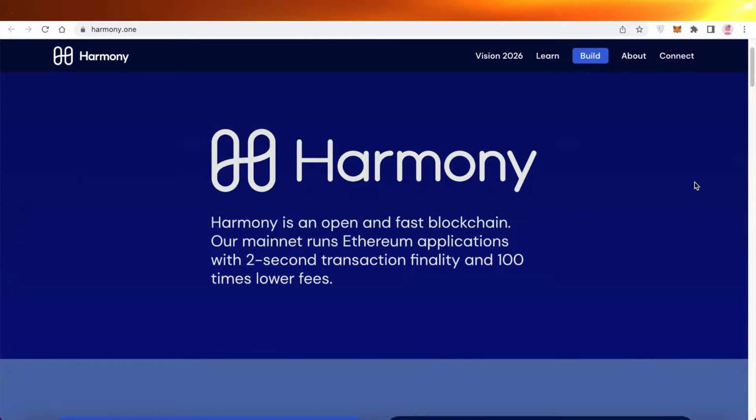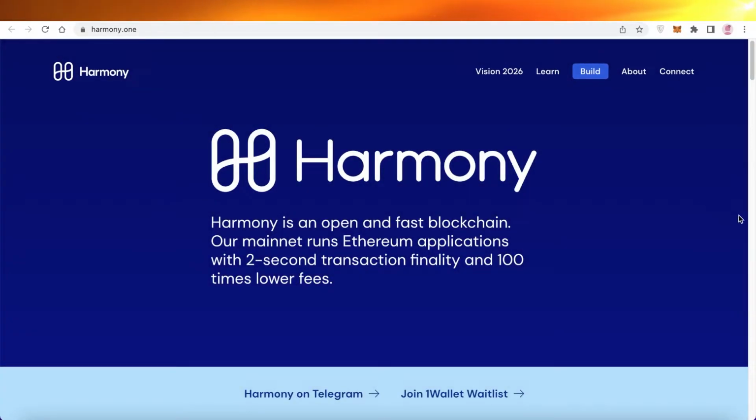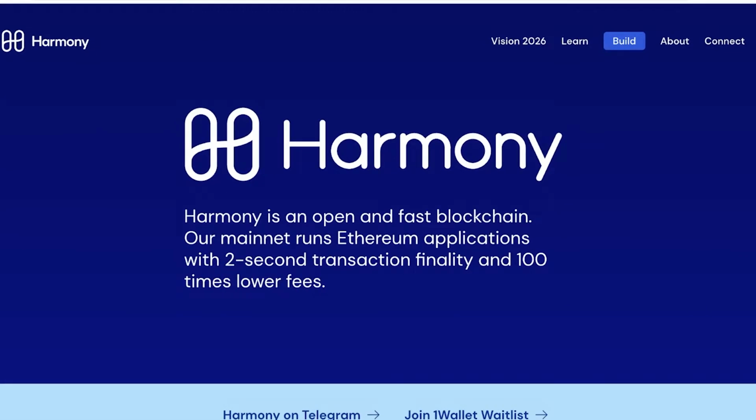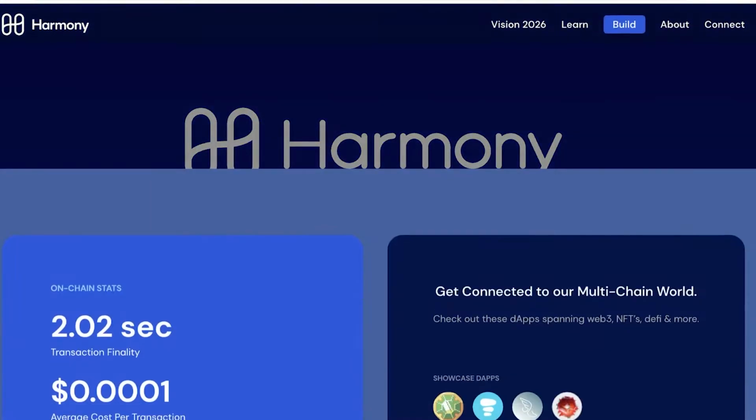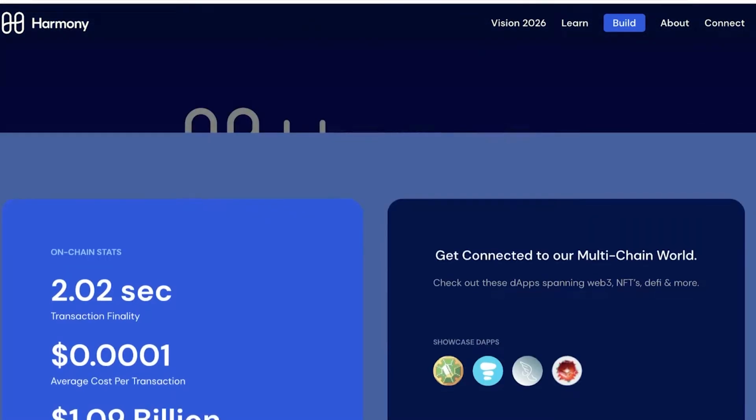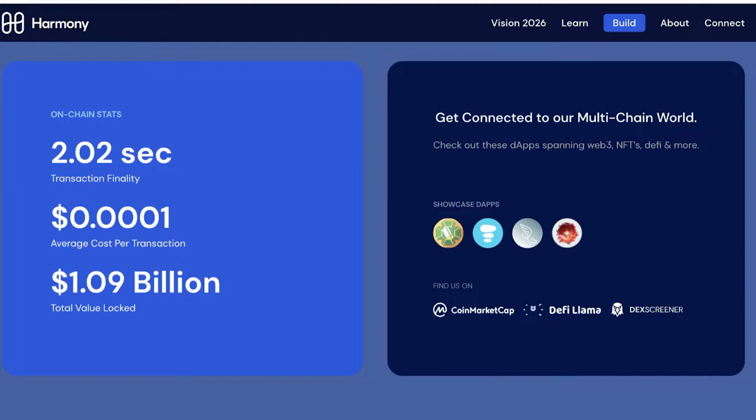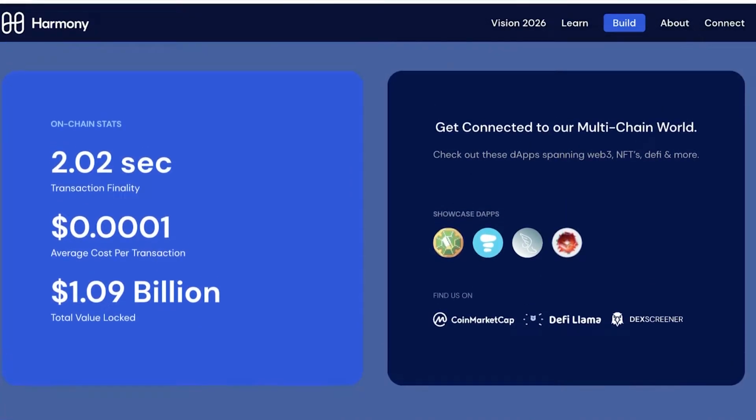Today we will be taking a look at Harmony, which is an open and fast blockchain platform that runs Ethereum applications and has a 2-second transaction finality and 100 times lower transaction fees as compared to the Ethereum blockchain. So what are the statistics of this platform or blockchain? What is the native token of Harmony, and what are the things you need to know about Harmony before you choose to buy the Harmony token? So we are going to cover all of that.